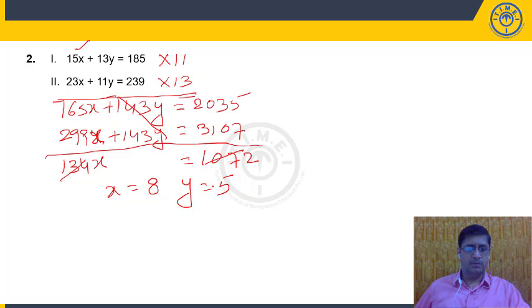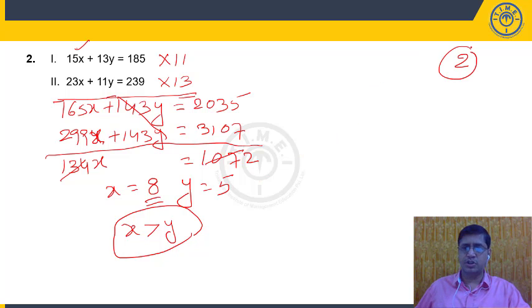8 and 5. So 8 and 5 means the value of 8 is more than that of 5. The condition here, x greater than y. The right choice for this is option 2. Second choice is the right choice.